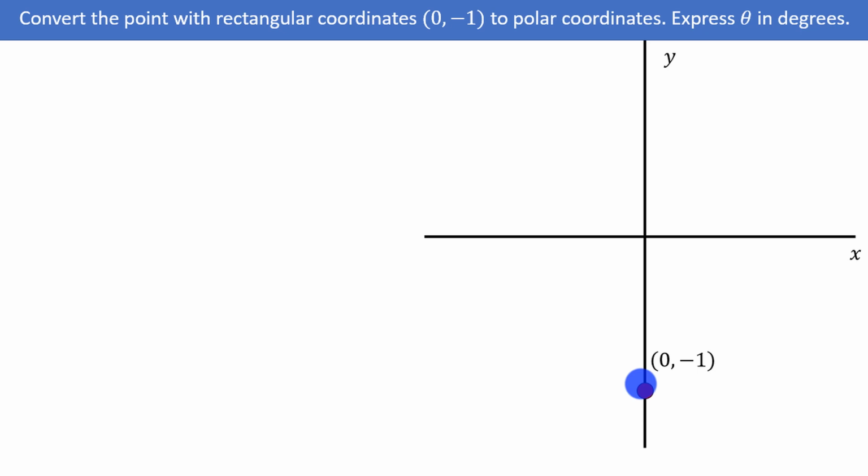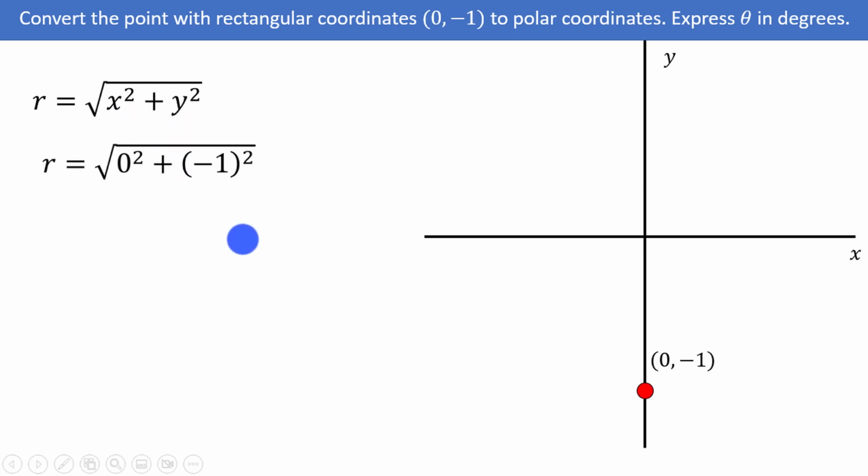We can also show this using the formulas. r is equal to the square root of x squared plus y squared. We get r is equal to the square root of 0 squared, the x-coordinate, plus -1 squared, the y-coordinate. This leaves us with r is equal to the square root of 1, or just 1. We must travel 1 unit in this direction in order to reach the point.